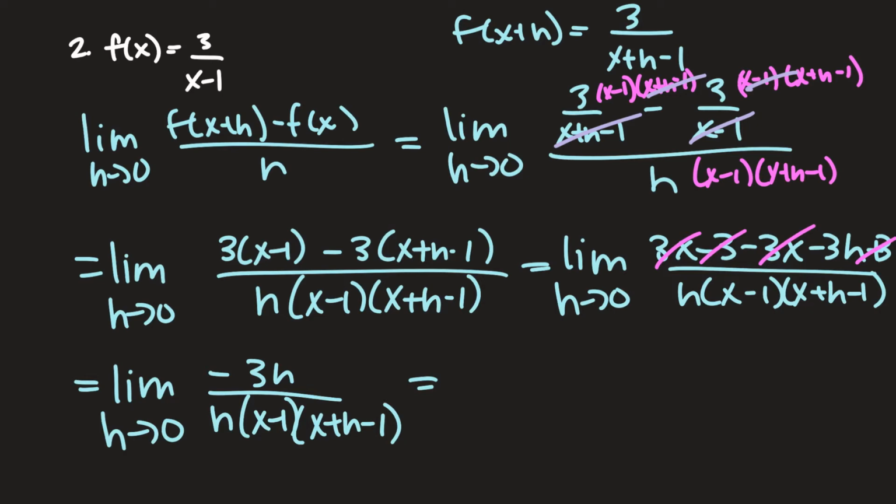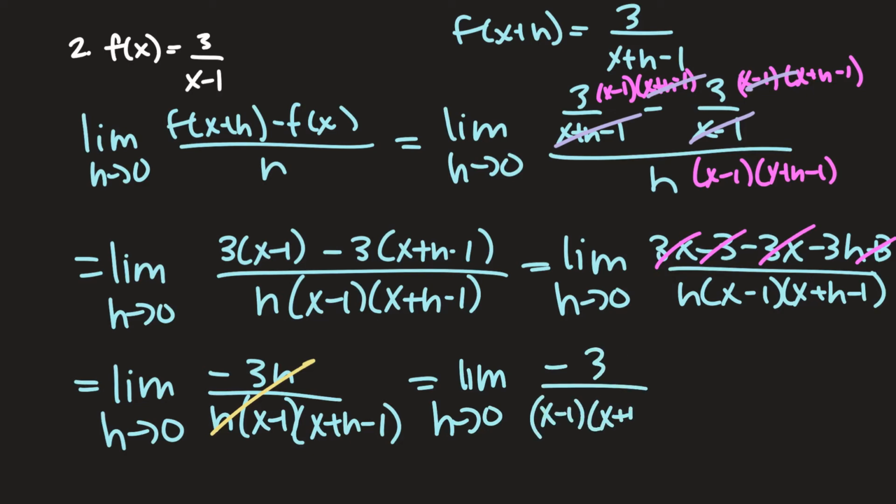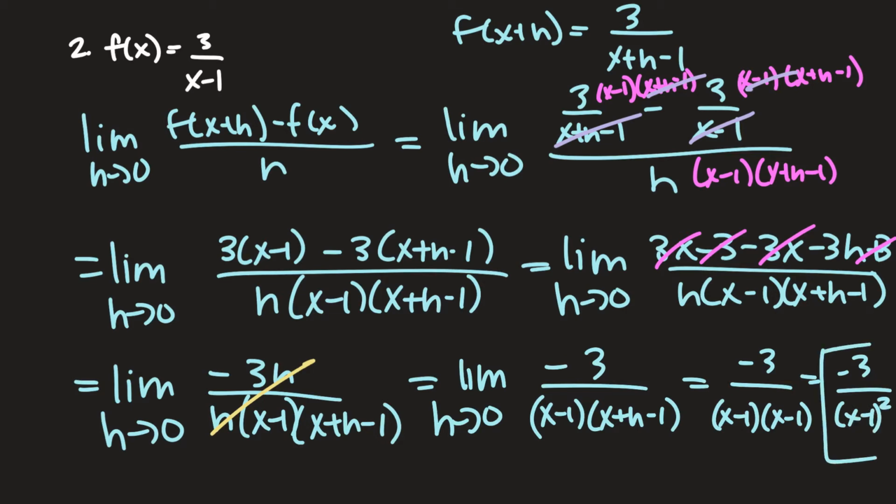So we have, or we're not ready to evaluate, that's not true. We need to get rid of these h's. So I have the limit as h approaches 0 of negative 3 over x minus 1, x plus h minus 1. Now we're ready to evaluate. And I get negative 3 over x minus 1 and x minus 1, which is negative 3 over x minus 1 squared.